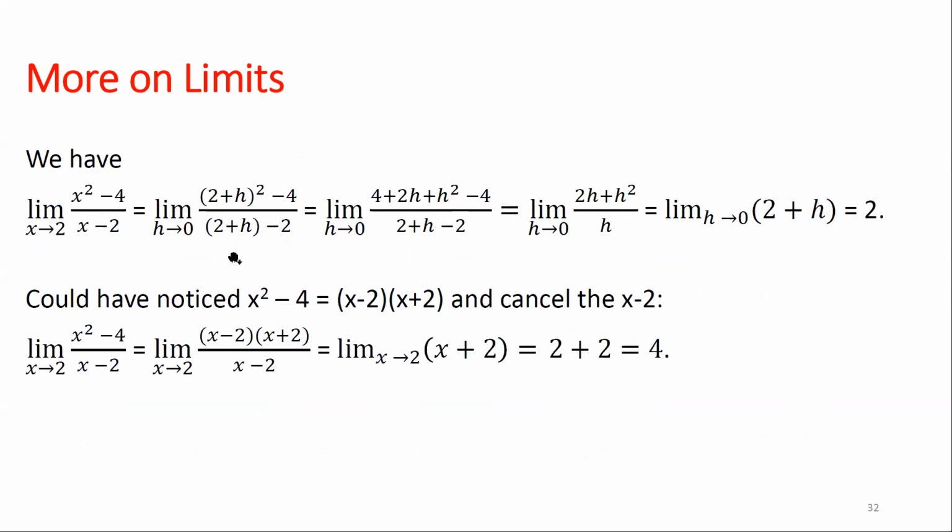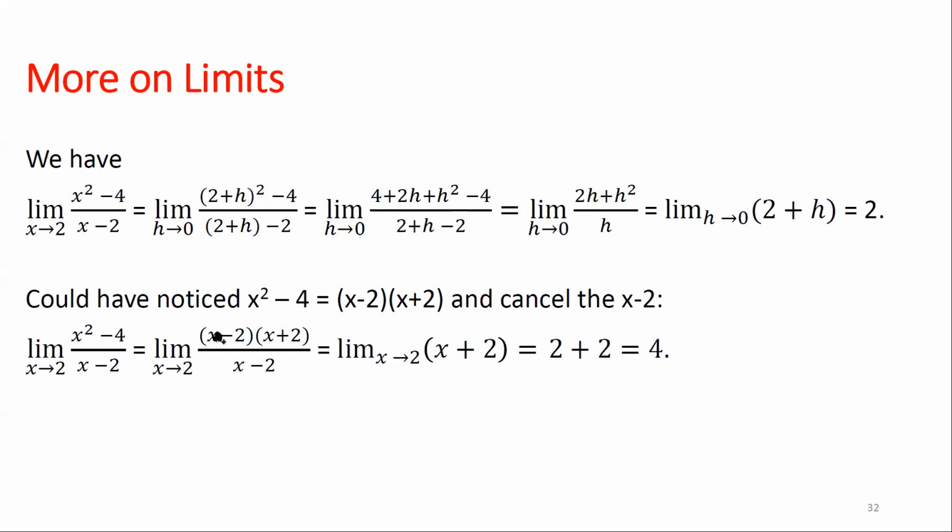I'm going to show you an easy way to do that. Remember how we earlier did x minus y times x plus y? And we saw that that was x squared minus y squared. If I have x squared minus 4, I can write that as x minus 2 times x plus 2. And so the limit as x goes to 2 of x squared minus 4 over x minus 2 is just x minus 2 times x plus 2 over x minus 2.